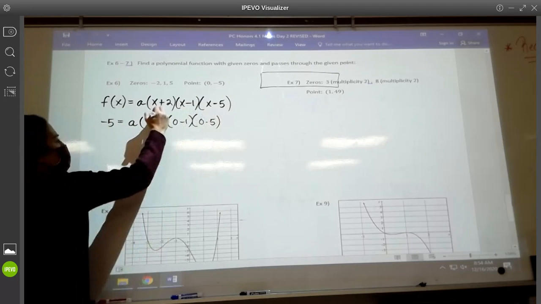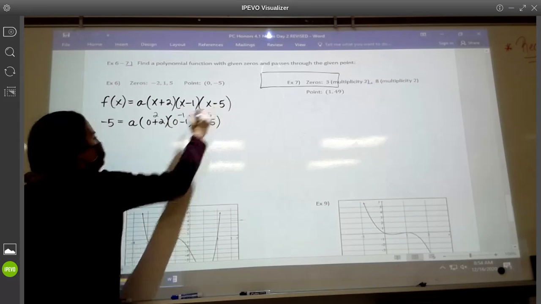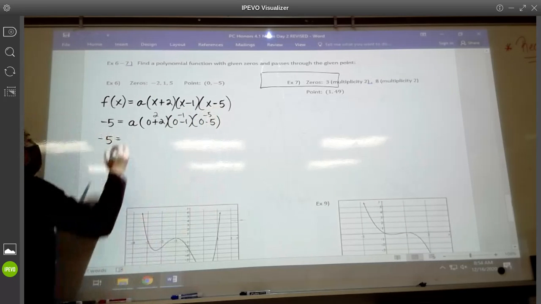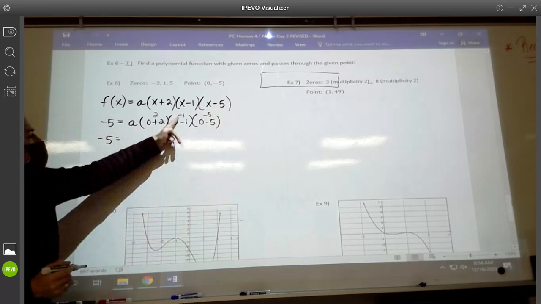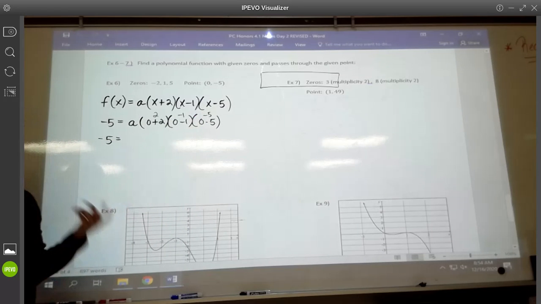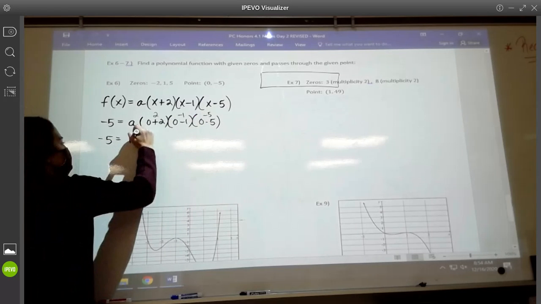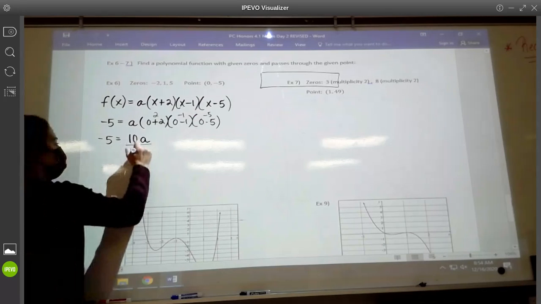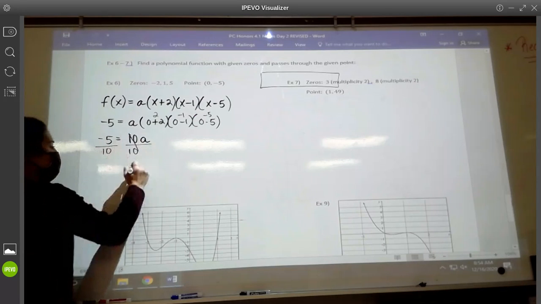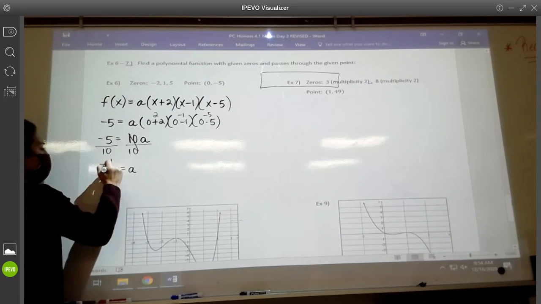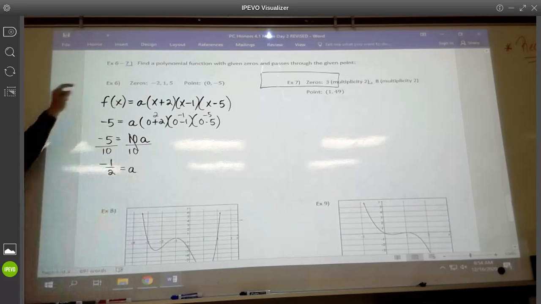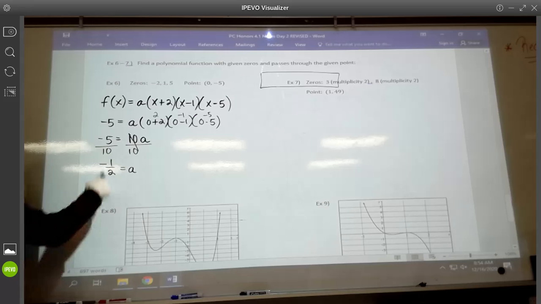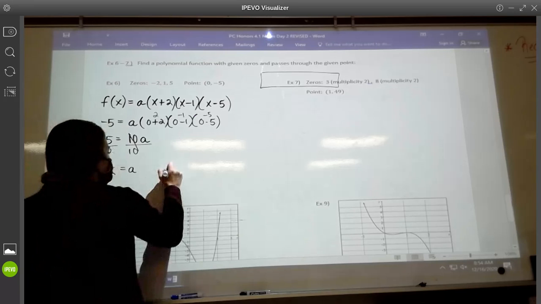Right? So that's 2, -1, -5. A times 2 times -1 times -5 is positive 10a. Divide both sides by 10, and we find out that a needs to be -1/2 in order to make that information true. So now you just pop them in and call it a day.